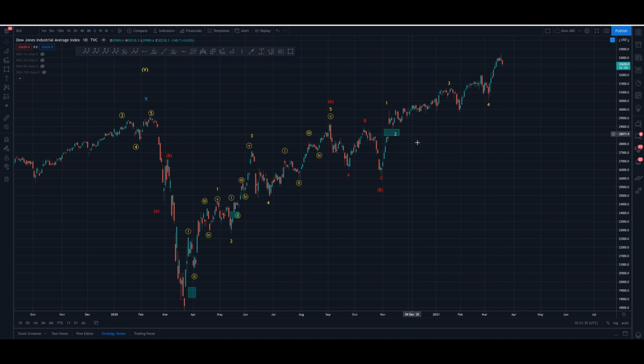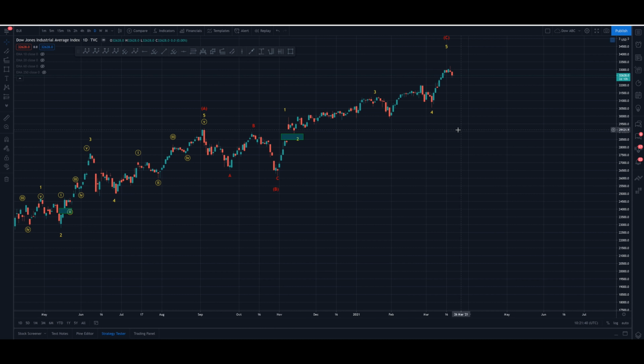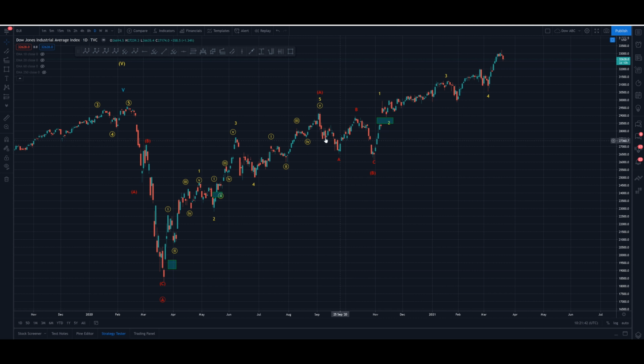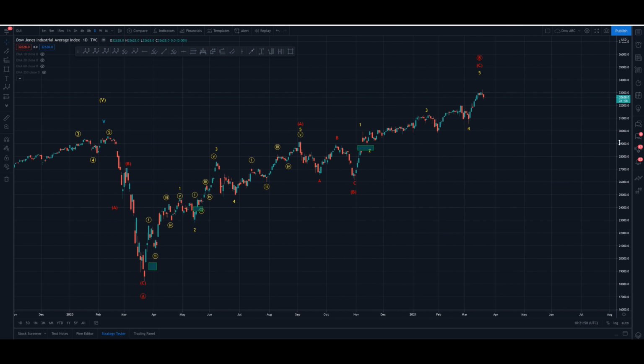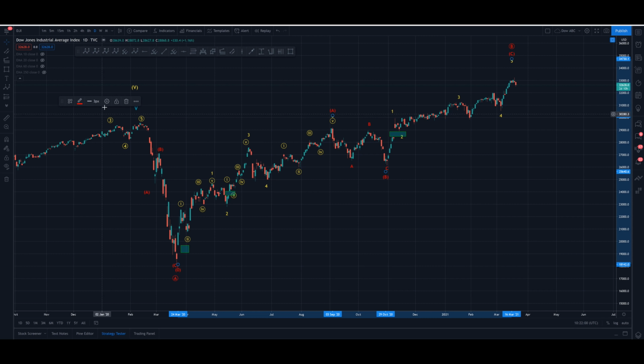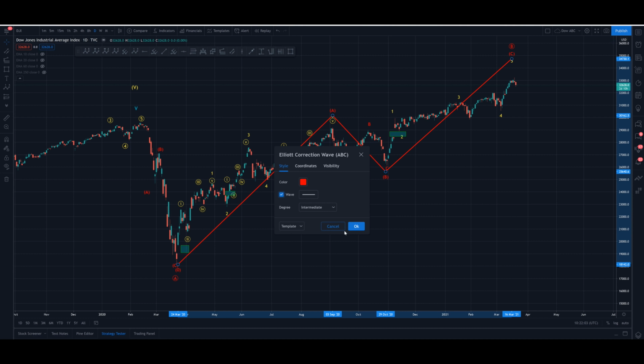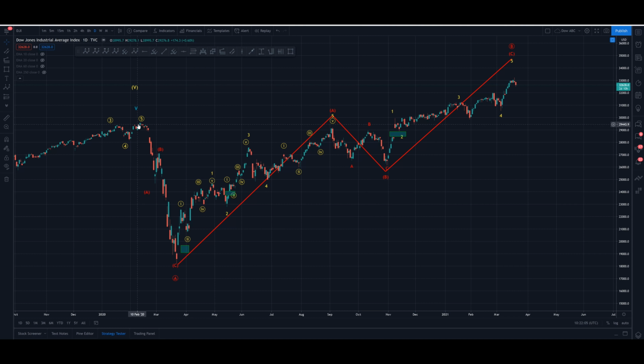So what I've done is I've gone back and considered something completely different. This is just an idea. I just want to see what you guys think about it. The idea is that this isn't a 1, 2, 3, 4, 5. This is not an impulse wave, which is what I'm claiming it is everywhere else. But this whole thing is just an ABC. This whole move up is a zigzag, which suggests that the Dow actually topped back in 2020 with the peak here. This is the top.